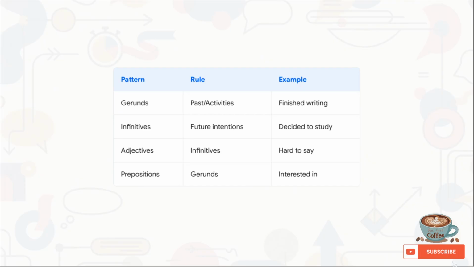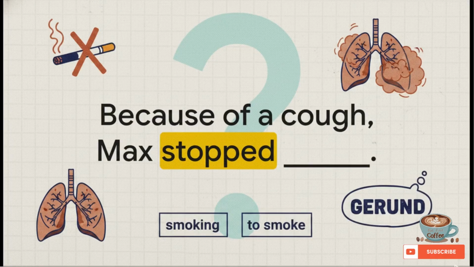I decided to study. Moving down, after adjectives, use infinitives. It is hard to say. And finally, after prepositions, use gerunds. I am interested in learning. Keep this clear structure in your mind and you will navigate these tricky verb choices beautifully. All right, let's put that cheat sheet to the test with a quick practice section.